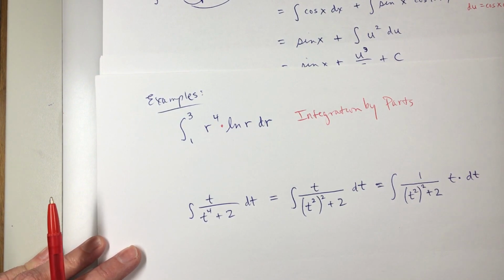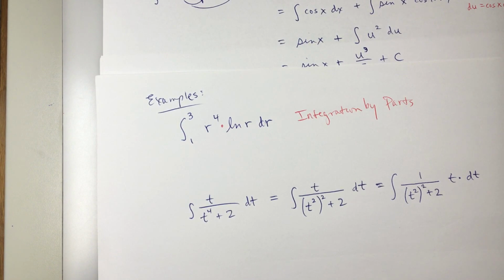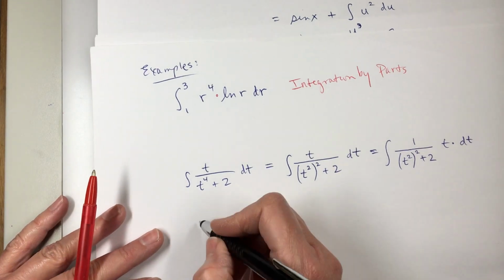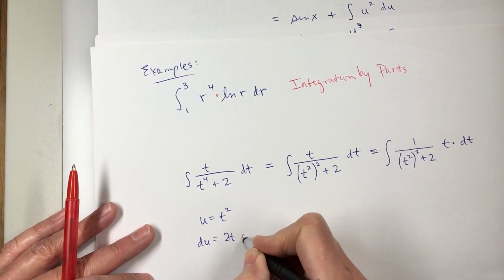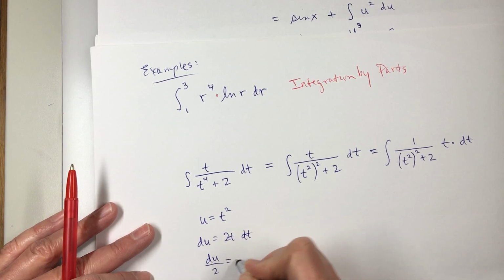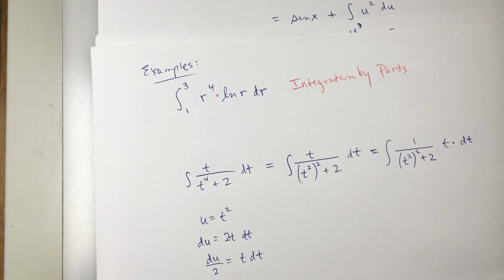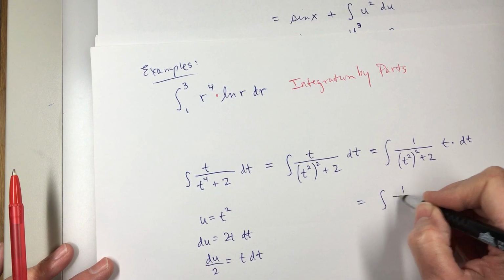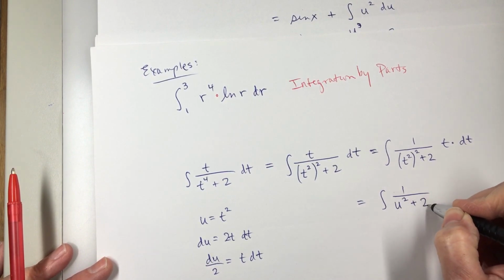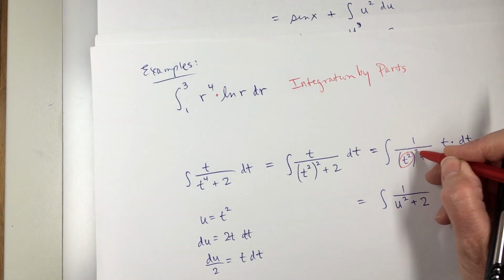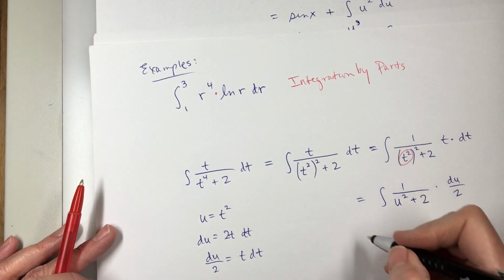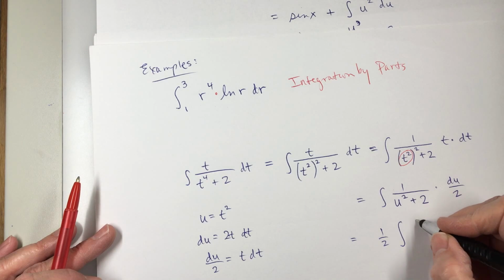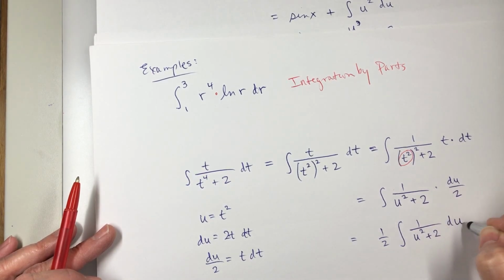And then I'm looking at it and I'm thinking, is it u substitution? Yes. So u would be t squared. And what's the derivative of u? 2t dt. So du over 2 is t dt. And this is going to give me, at this point, the integral of 1 over u squared plus 2. Here, all of this was u. I still had that square on the outside. And then t dt is du over 2. So that's 1/2 times the integral of 1 over u squared plus 2 du.